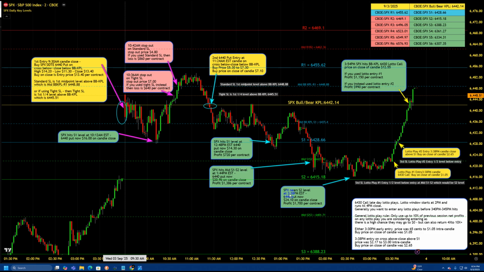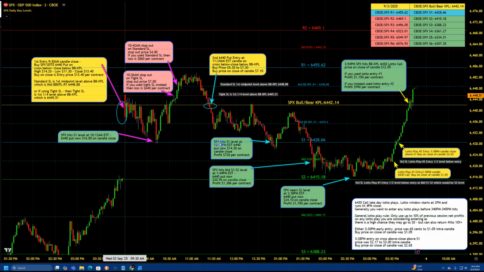At 2:38 p.m., SPX is nearing the S2 level. It comes up just a couple of points short here. At this point, the 64.40 put is now $24.10 on the candle close, and if you held on to the contract until this point, the profit would be $1,700 per contract.